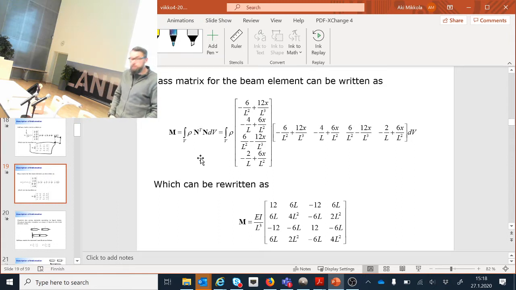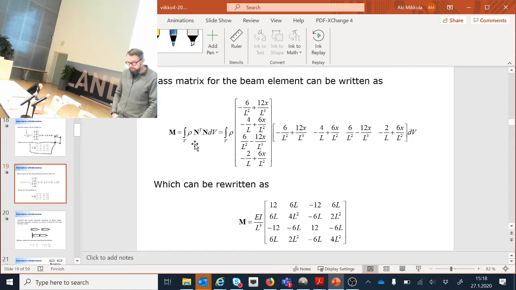That's the mass matrix. How it happens is that you simply take the shape functions as they are, and their transpose, and multiply with the material density. You integrate that over the volume of the element. That's it. These kinds of things are very mechanical, and again, with the help of a symbolic math tool, it should be no problem to do it.